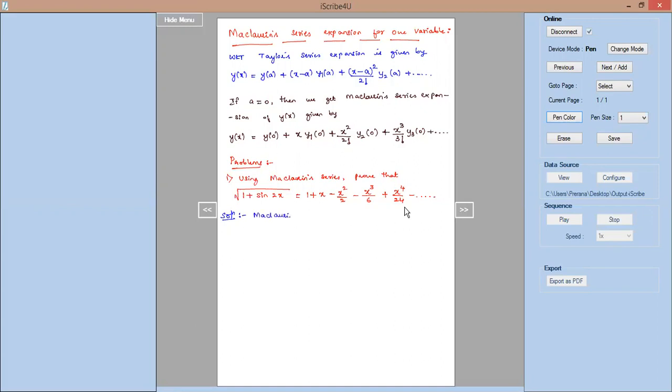Maclaurin series expansion is given by y of x is equal to y of 0 plus x into y1 of 0 plus x squared by 2 factorial y2 of 0 plus x cubed divided by 3 factorial y3 of 0 plus x power 4 divided by 4 factorial y4 of 0, etc. Since the required answer is up to infinite terms, we will also leave the formula up to infinite terms. We'll call this equation 1.